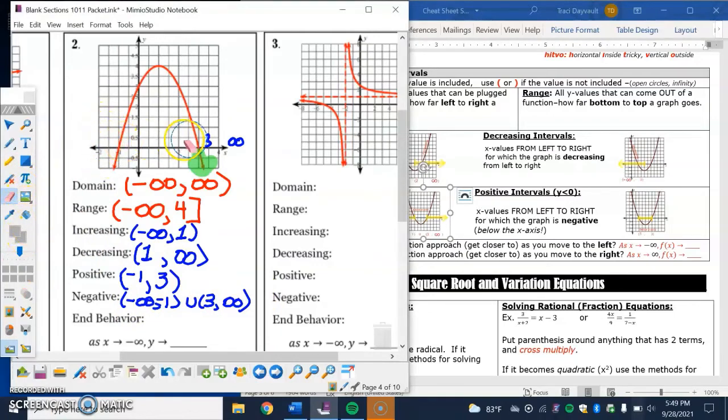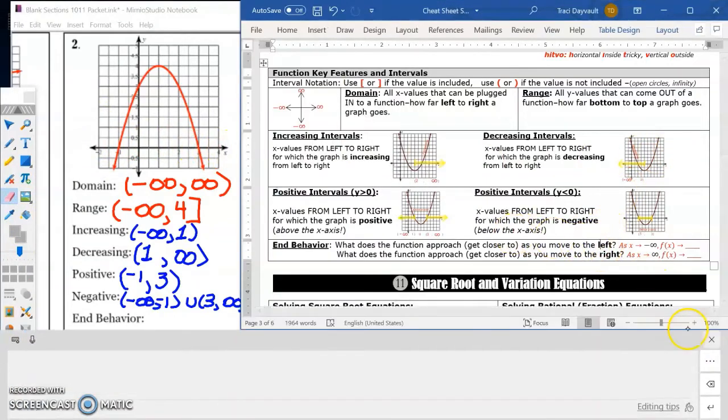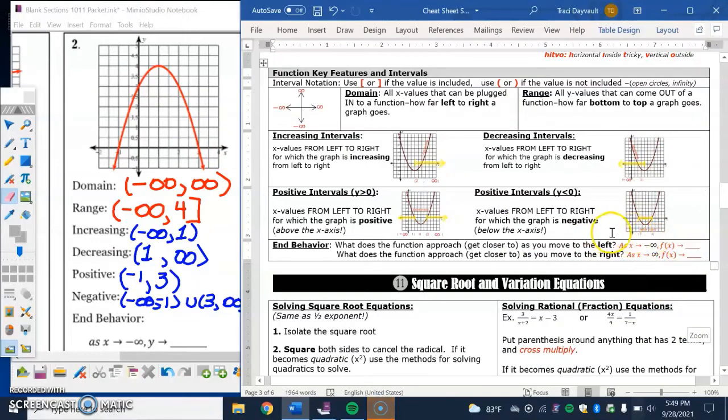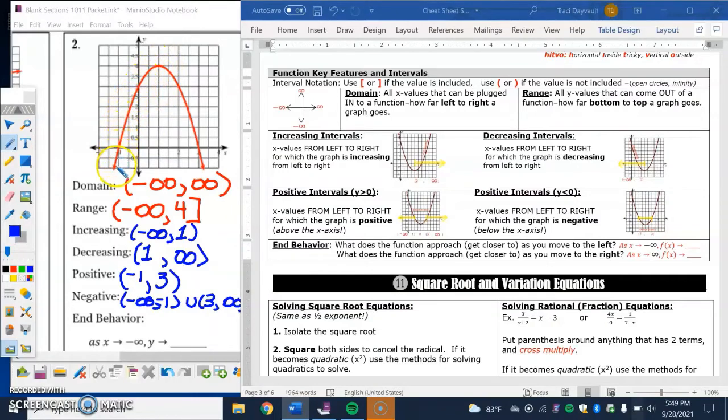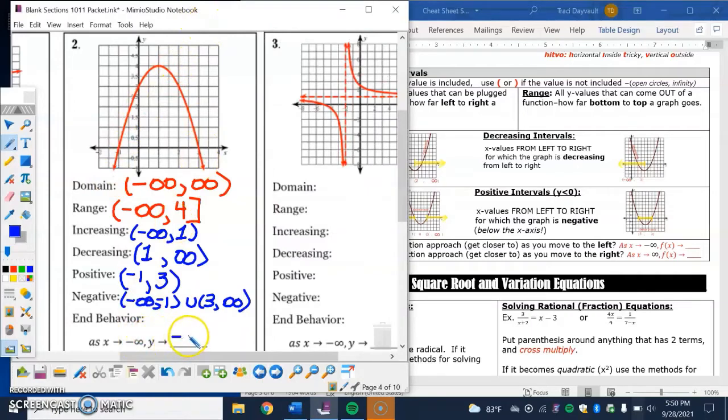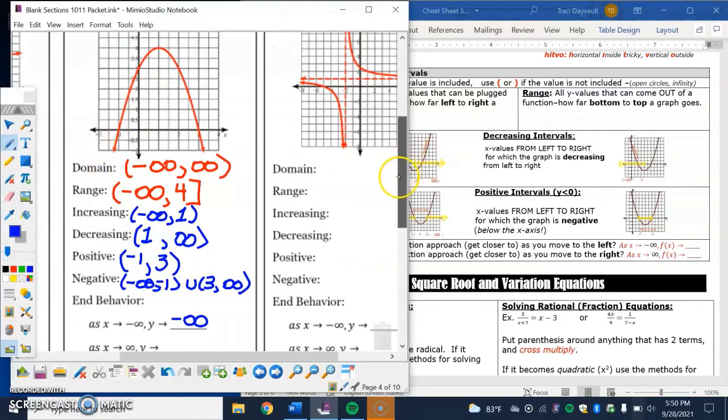Now let's look at the end behavior. Anytime you're asked to tell the end behavior, you just copy this down right here. As x, this arrow means approaches negative infinity. All that is saying is when you move to the left. What happens to the function when you move to the left? As we move to the left, this function is approaching where? It is approaching negative infinity. It is going down forever.